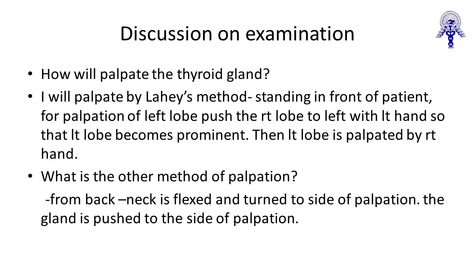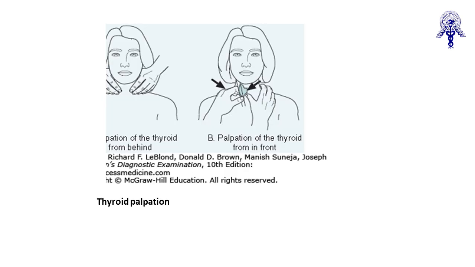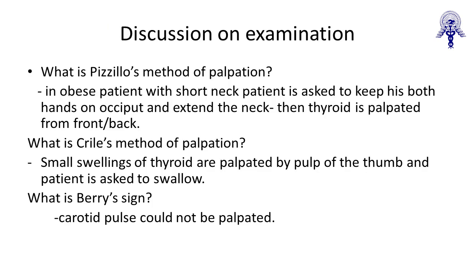There is also Lahey's method, for the left lobe. Next, it can also be palpated from behind. These are the pictures. Discussion: What is Pizzillo's method of palpation? It is to make the gland prominent, the same thing. What is Crile's method of palpation? Some small swellings of the thyroid are palpated by the pulp of the thumb, and the patient is asked to swallow. So just one finger or thumb, the pulp of the thumb, we can palpate a very small one. What is Berry's sign? Carotid pulse cannot be palpated. It is found in malignancy.